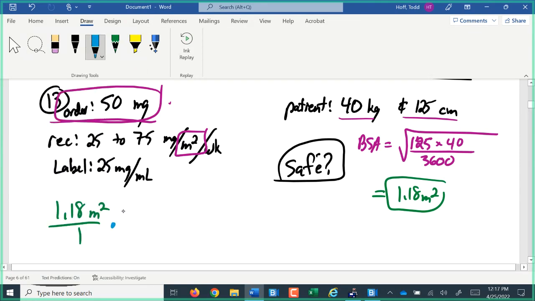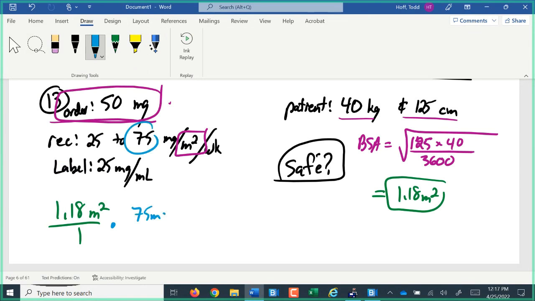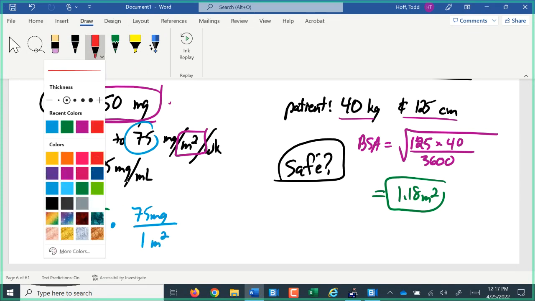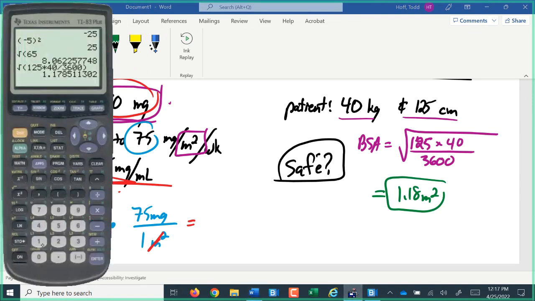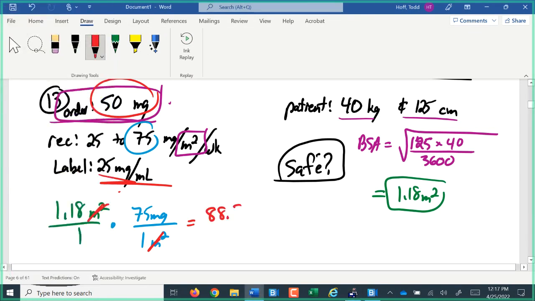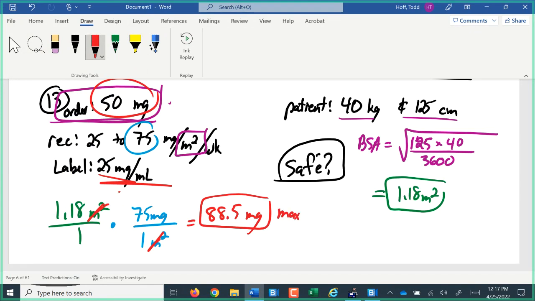And to make sure, we typically will start with the max dose, which will be the 75 milligrams per meter squared. Canceling out meters squared. That's going to give us milligrams, which is what the doctor's orders were. I gave you a little extra information there with the label. So 1.18 times 75 is 88.5 milligrams. That is the maximum dose.